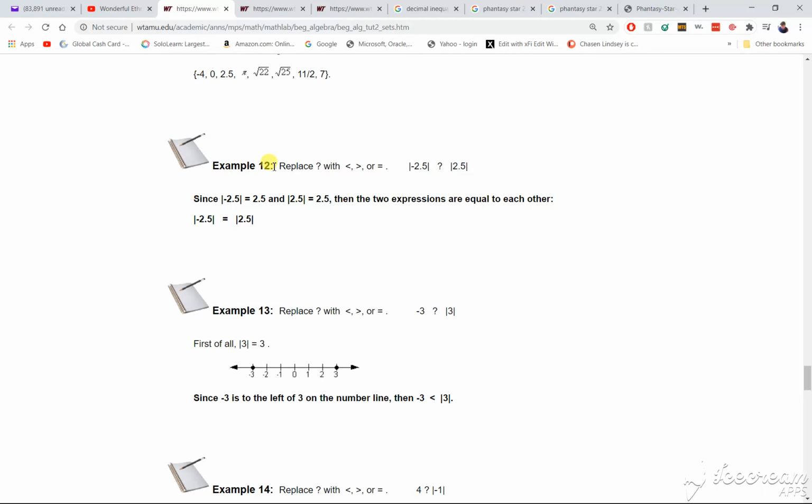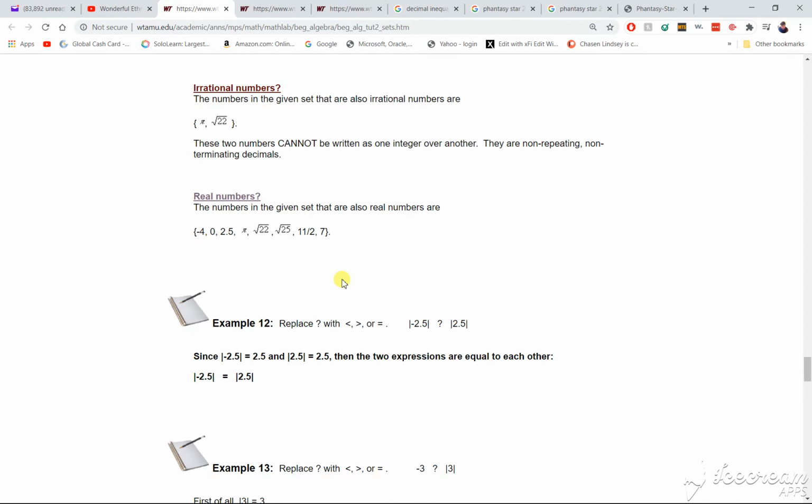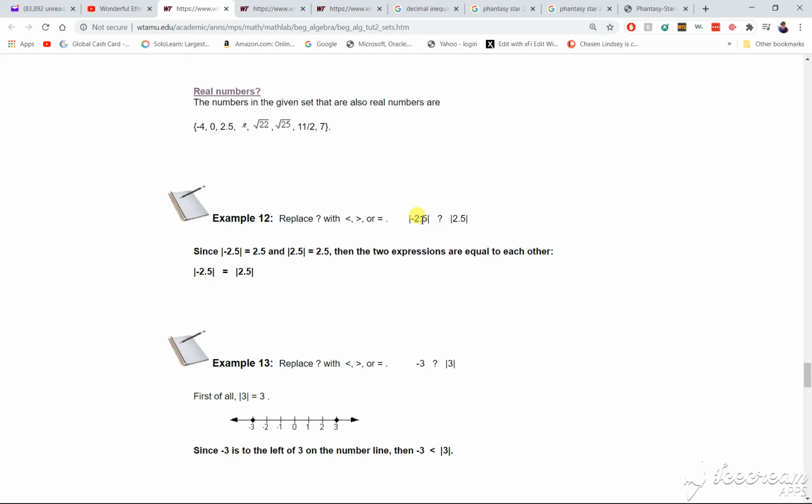Alright, replace the question mark with less than, greater than, or equal to. The absolute value of negative 2.5 and the absolute value of 2.5. Which one of these should be here?